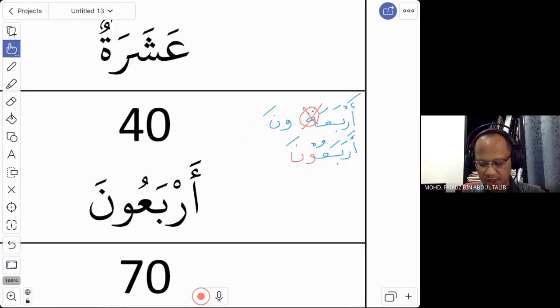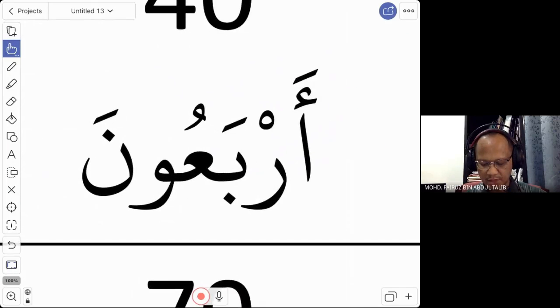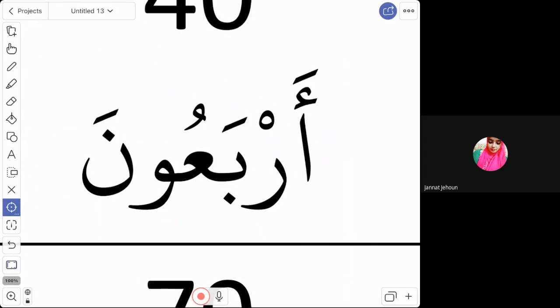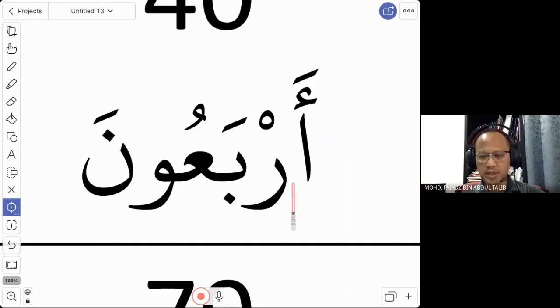Iqra'u arba'una. So this is the number 4. Arba', and you add una at the end. Arba'un. Make sure you read it with the long voice. Do not just say arba'un. If you say arba'un, it is 4. But now we want to say arba'un with a longer sound. So this is 40.